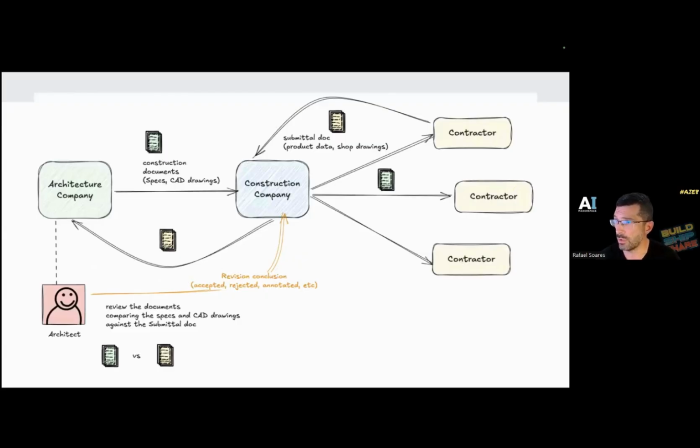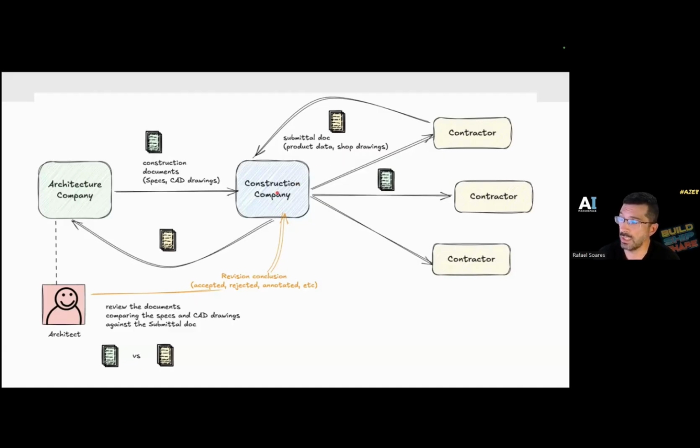Just to give an overview of how this flow works: the architecture company, right after the design phase, produces those documents that are sent over to the construction company. The construction company relies on a pool of subcontractors, the people that actually perform the job. The subcontractor to be selected needs to produce the submittal document, which describes the product that they want to use in that construction.